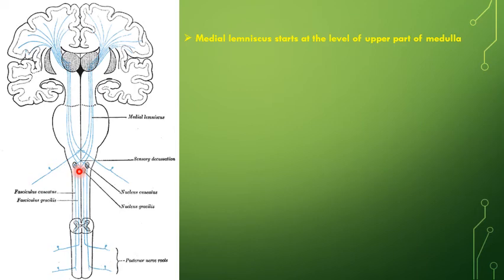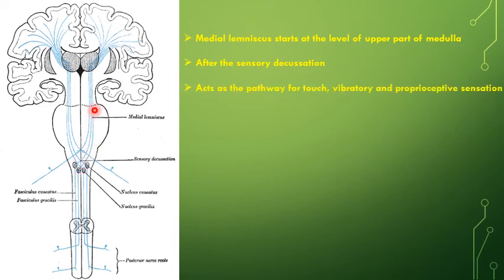So it starts at the upper part of the medulla after the sensory decussation. After the sensory decussation, the medial lemniscus starts. So it acts as a pathway for the touch, vibration and proprioceptive sensation, which is the function of the nucleus cuneatus and nucleus gracilis. So it acts as a part of the posterior column and medial lemniscus pathway.